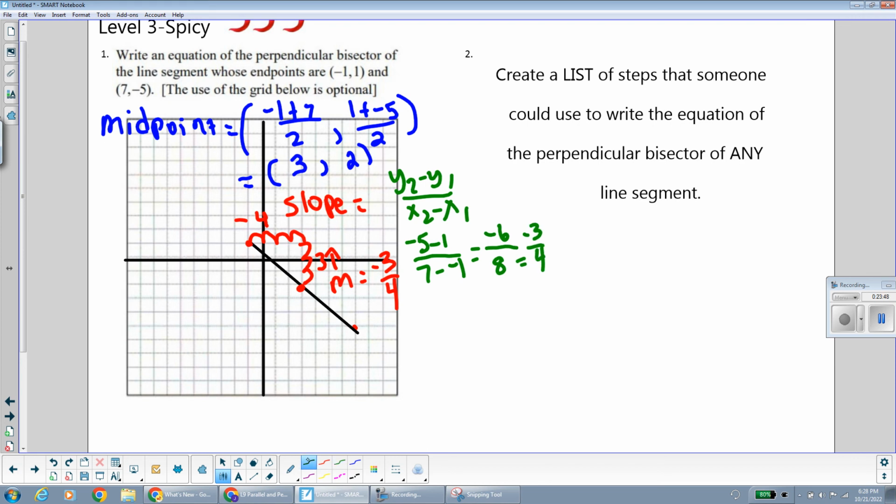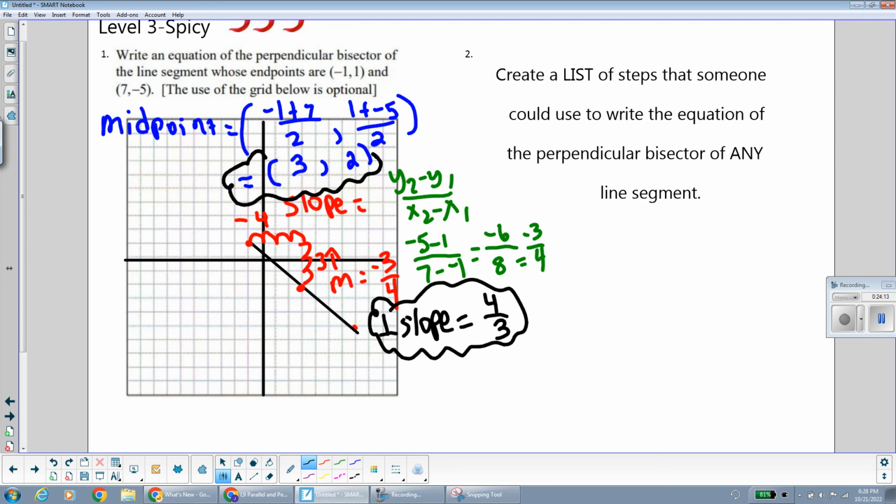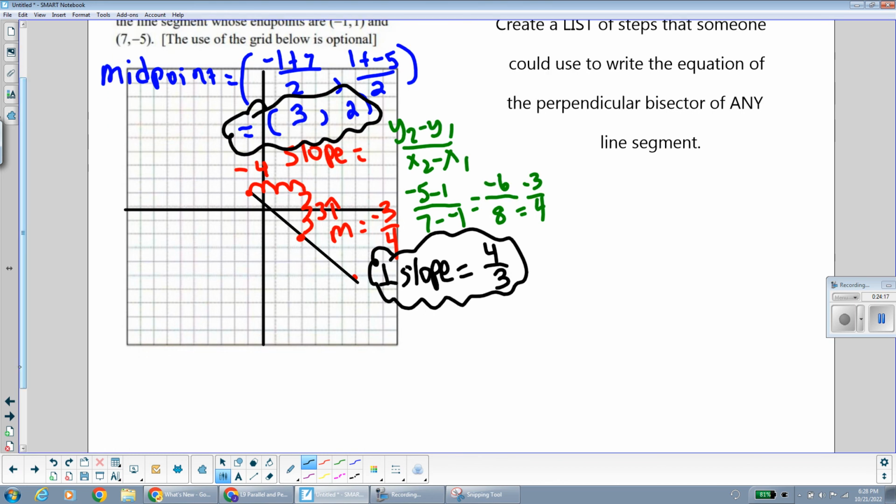Since it's a perpendicular bisector, we need the perpendicular slope, the slope of the line perpendicular to this one. So I'm going to write that down here. Perpendicular slope would be the opposite reciprocal. So we're going to flip the fraction, the reciprocal, and since it's a negative, the opposite sign would be positive. Now that we have our point, which is our midpoint, and our slope, we can write the equation of the line.